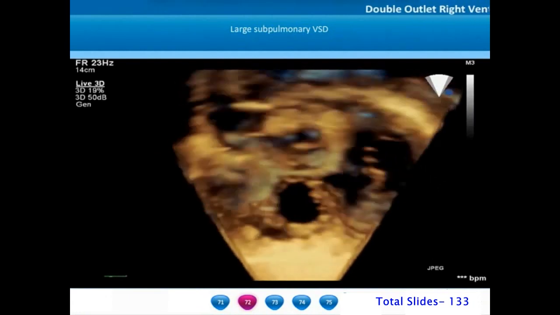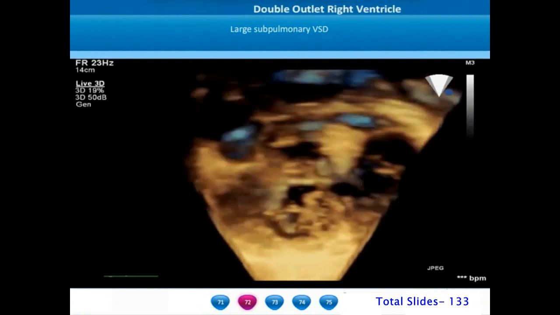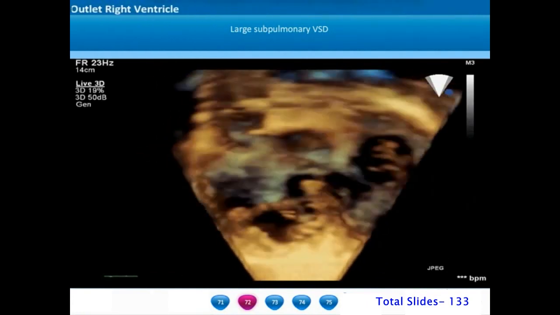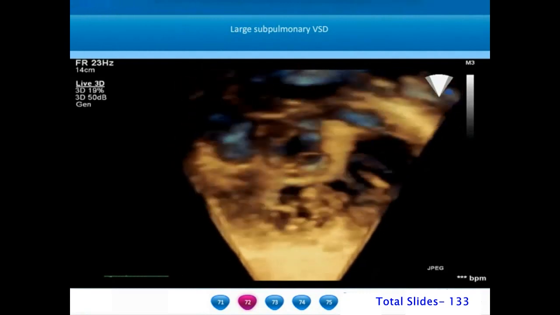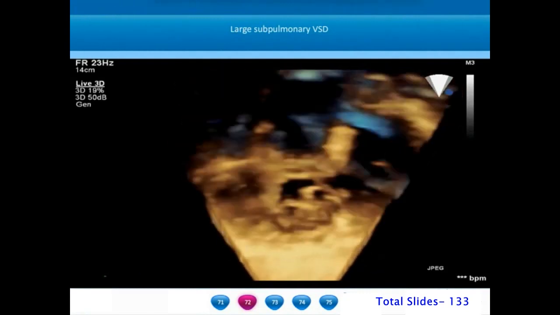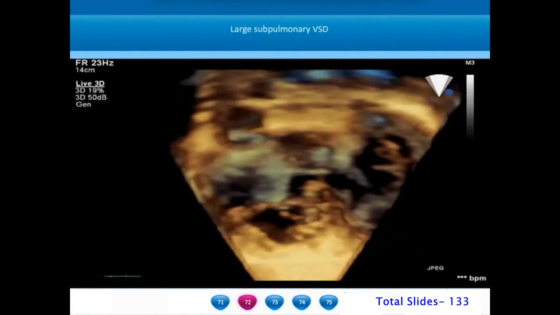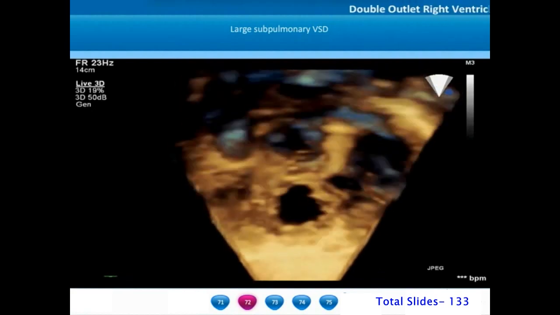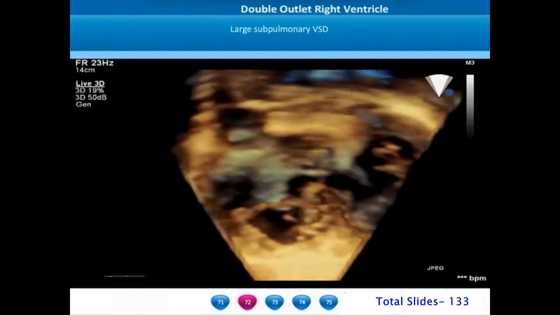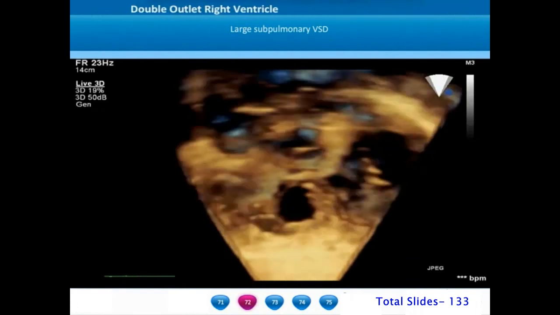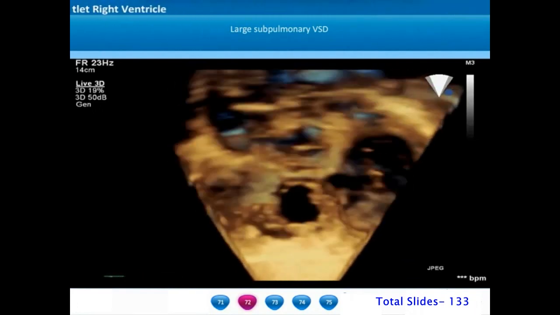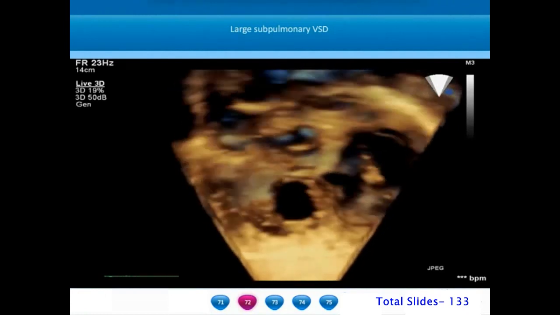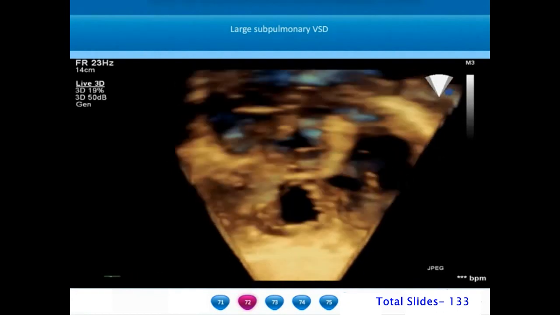On a three-dimensional echocardiogram, we have cropped off the entire apical and mid portion of both the right and the left ventricle, and we are visualizing the basal portions of the right ventricle and part of the left ventricle from below. We can notice that the aortic valve is seen far anteriorly and the large pulmonary annulus is seen posteriorly. We can see the large subpulmonary ventricular septal defect. The aorta is quite far away from the ventricular septal defect.